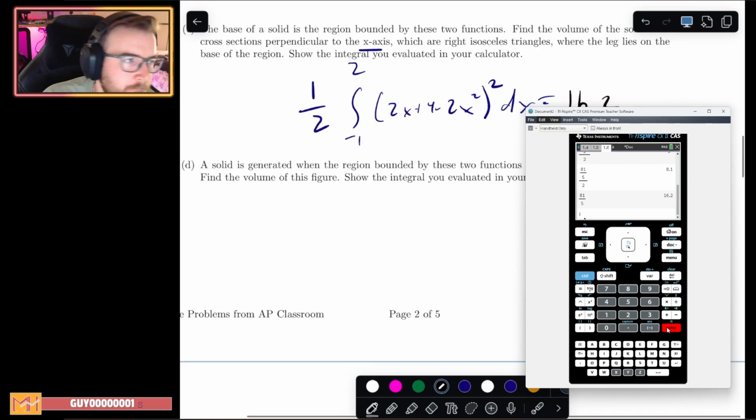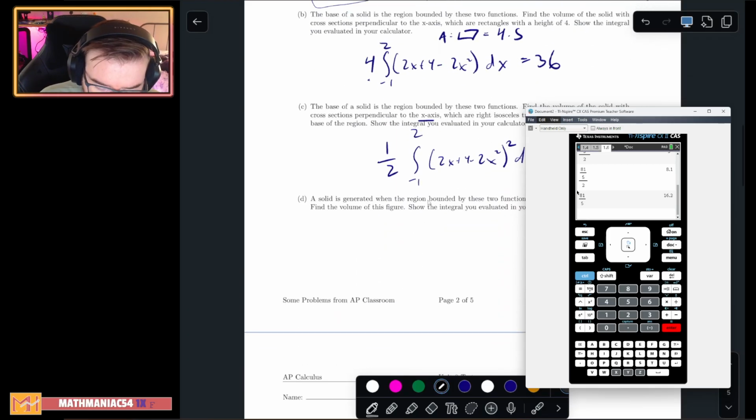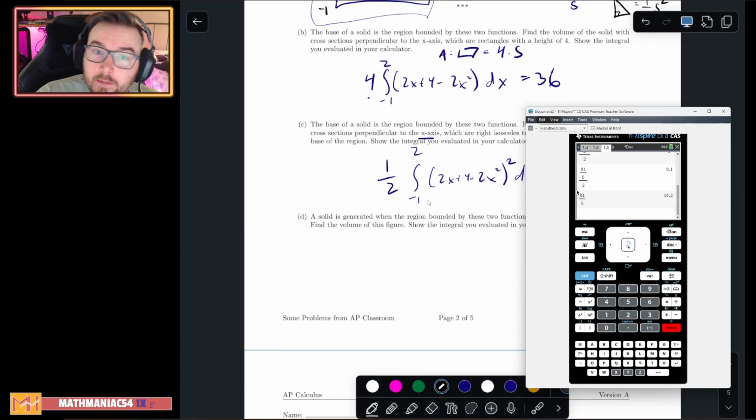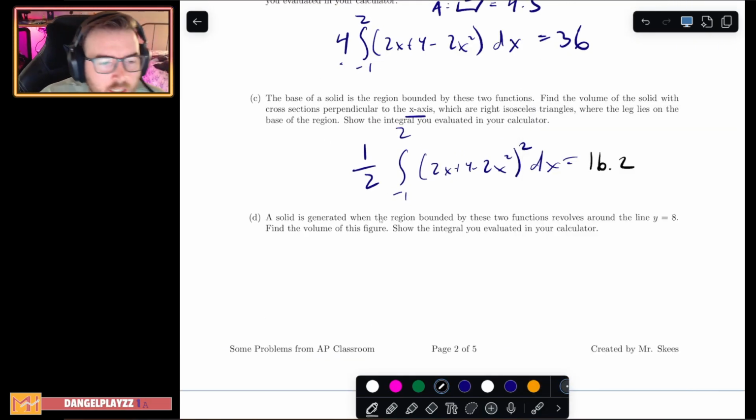16.2. A lot of people got this FRQ right. A lot of right answers here. This was probably the best part of the exam, was this FRQ. It was a pleasure to grade.